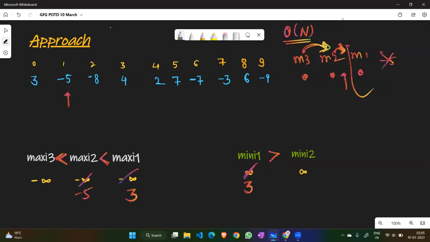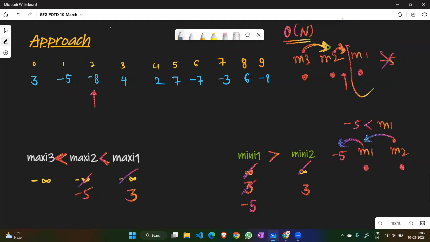Now in the same iteration we will check minus 5. Is minus 5 smaller than the minimum one? So let's consider M1 and M2 as two dots. Similarly, now minus 5 is less than M1. So M1 should be the first minimum number. So M2 will take this M1 and M1 will take this minus 5. So minimum 1 will become minus 5 and minimum 2 will become 3. Now in the next iteration, we will go to the next index.